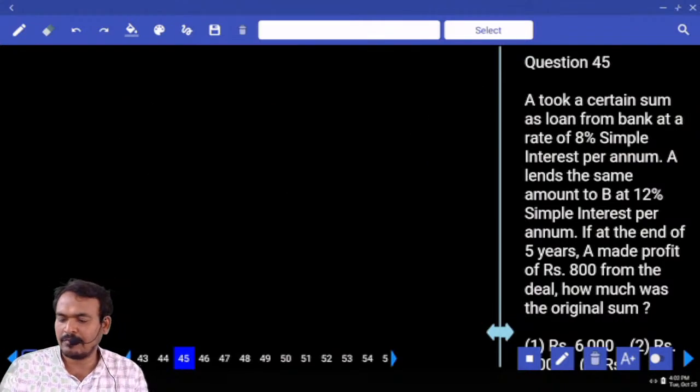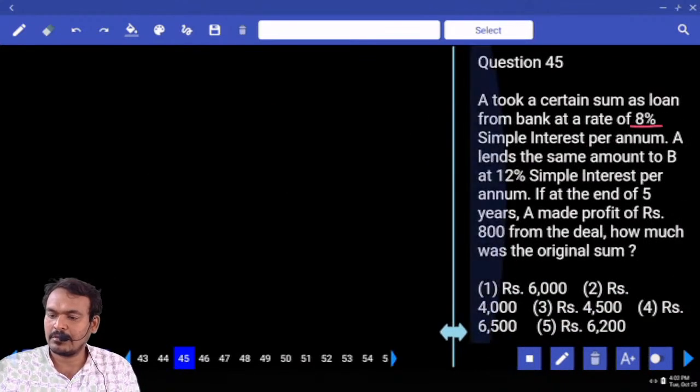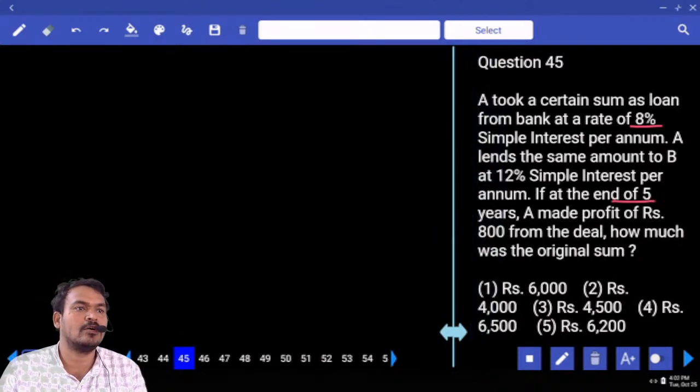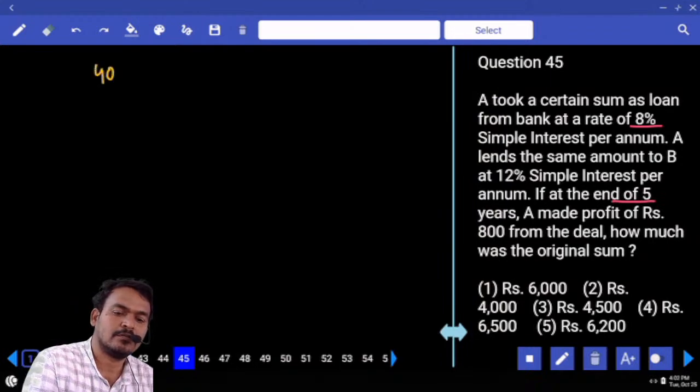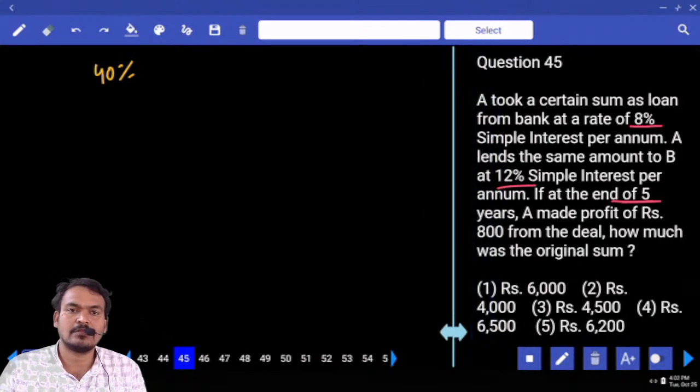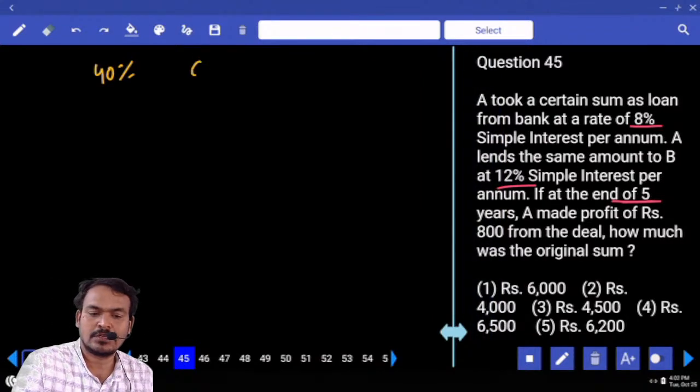What is the rate in the first one? 8%. Time period in the first one? 5 years. 8 fives are how much? 40%. Next, the second one, 12% for how many years? 5 years. 12 fives are how much? 60%.